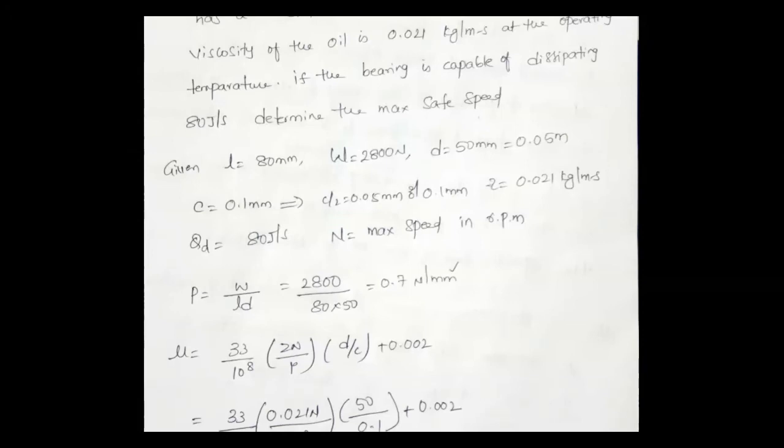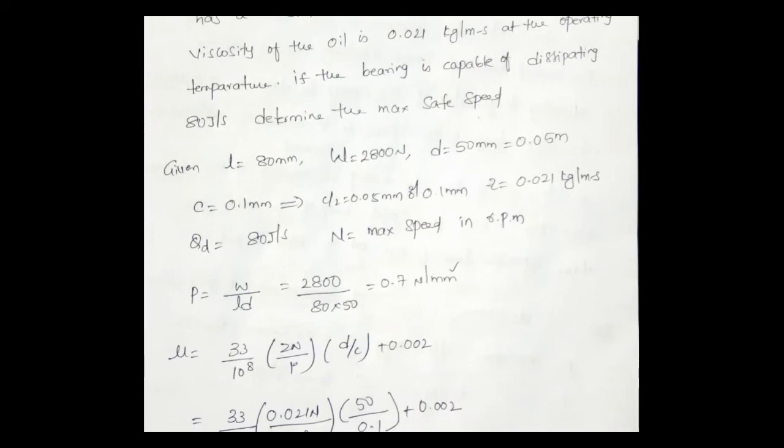Write down the formula for heat generated. What is the formula? Qg equal to mu into W into V. Mu is the coefficient of friction, W is the load, and V is the rubbing velocity. Okay, fine. Now calculate the mu value. Write down the formula for mu. Mu equal to 33 by 10 power 8 into Zn by P into D by C, plus 0.002.